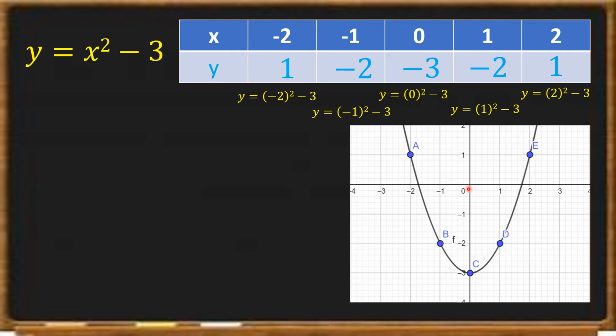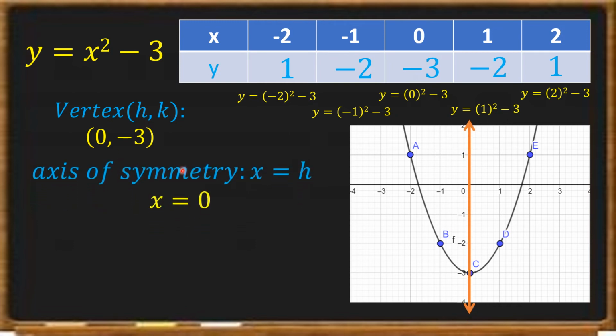Ano nangyari? Bumaba siya ng 3. Kanina, nung plus 3 ito, umakyat. So, ang vertex natin dito ay 0, negative 3. Ito yung vertex natin. So, the vertex is 0, negative 3. So, ito yung axis of symmetry natin. So, mapapansin nyo, 0 pa rin siya. So, ang ating axis of symmetry ay x equals 0.